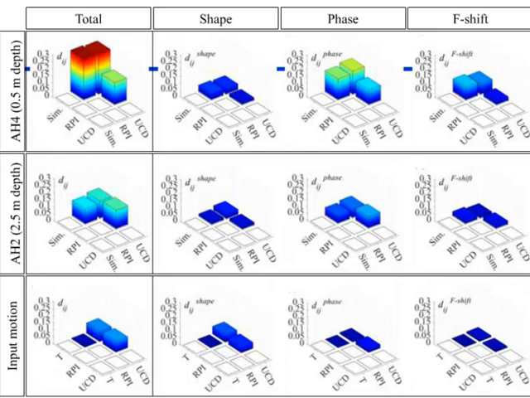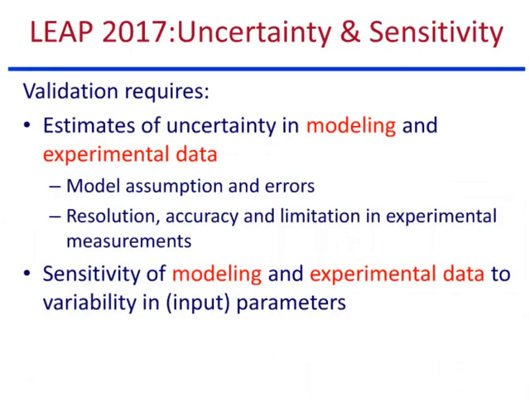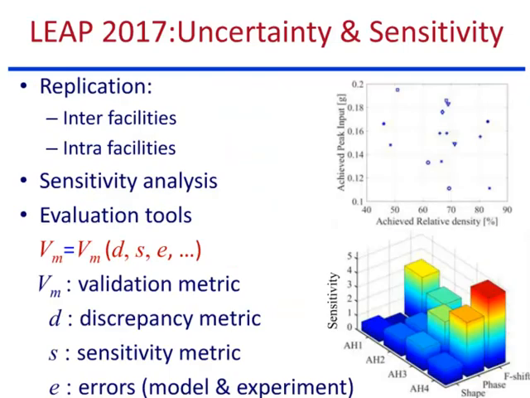The conducted LEAP 2015 analyses showed that the validation of soil liquefaction models requires estimates of uncertainty in modeling as well as in experimental data. It also requires an assessment of the sensitivity of the modeling and experimental data to variability in input parameters. These issues are being investigated in the current LEAP, that is LEAP 2017. I can show you some preliminary results coming from this LEAP.